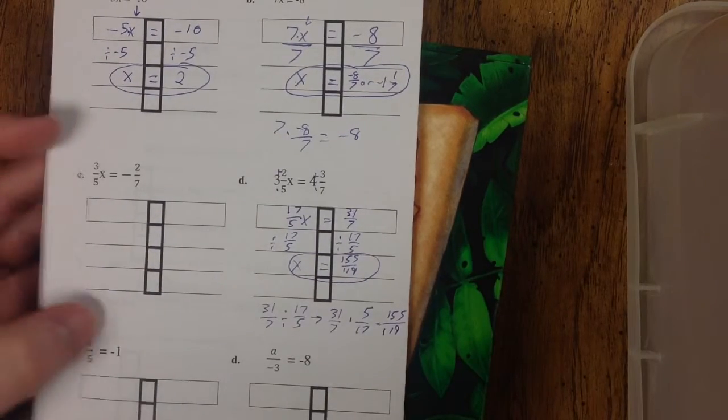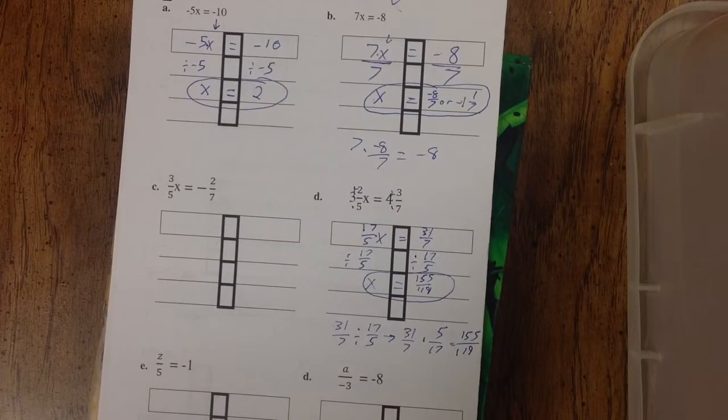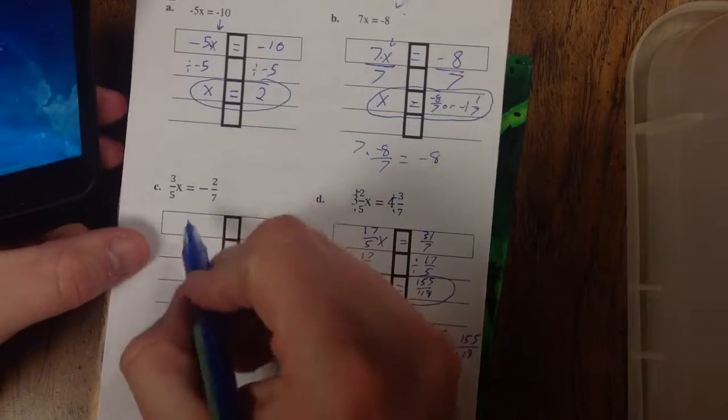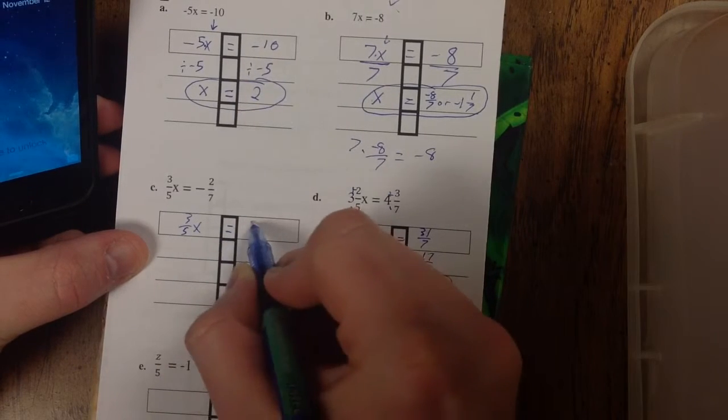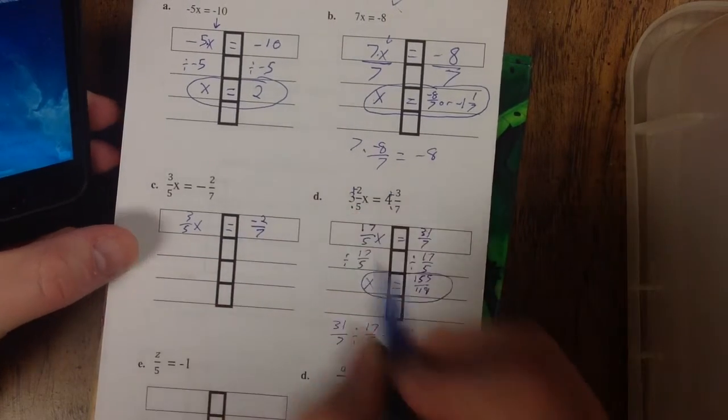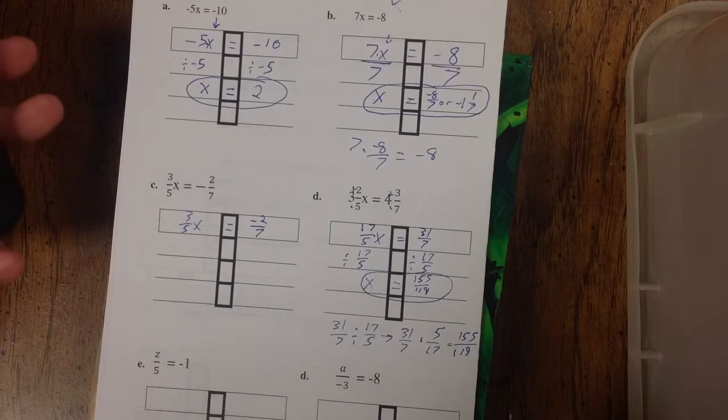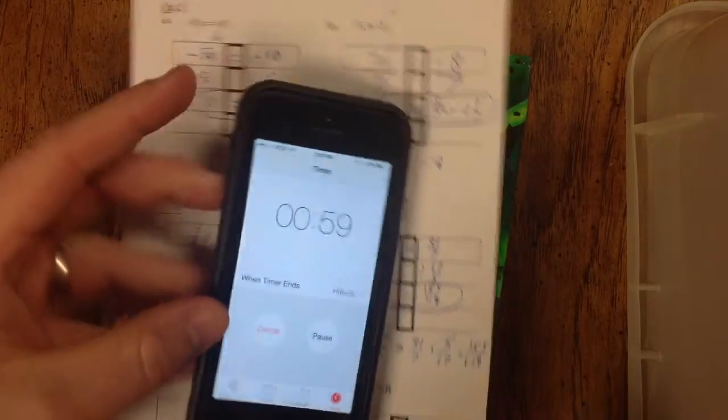All right, so take about a minute and see if you can do C. I'll give you one little hint. We'll start with 3 over 5 x equals, let's put the negative 2 on top, negative 2 over 7. Let's take about a minute to get that done. So I say go. Try it for a minute.